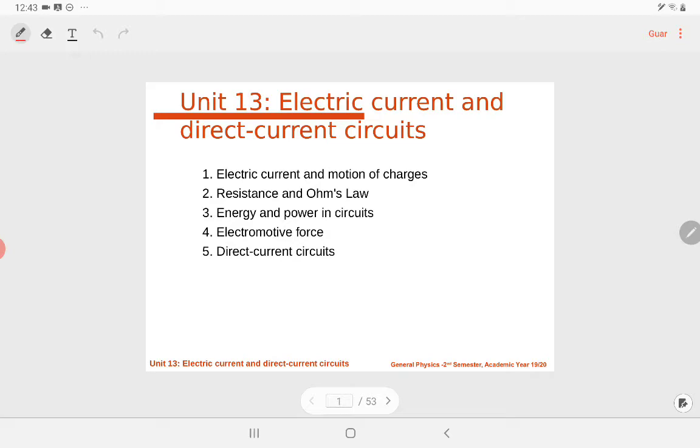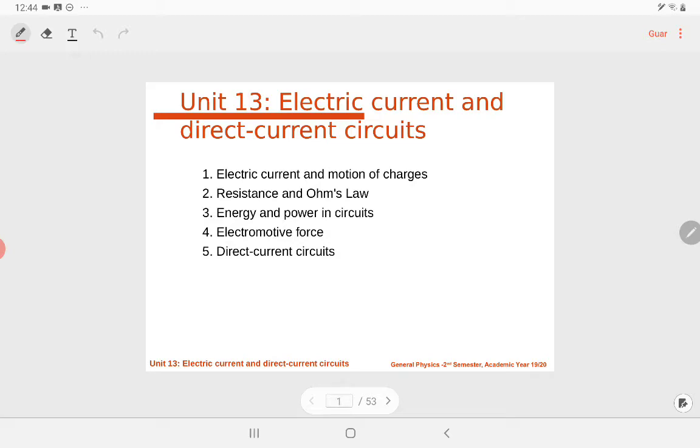So in the first part, which we're going to tackle in this video, we're going to talk about the electric current and the motion of charges. And then we will continue to introduce new concepts such as the resistance, which is going to be the resistance that any conductor is going to put against the movement of charges, because the movement of charges is going to cost some energy, and the conductors are going to put some resistance.